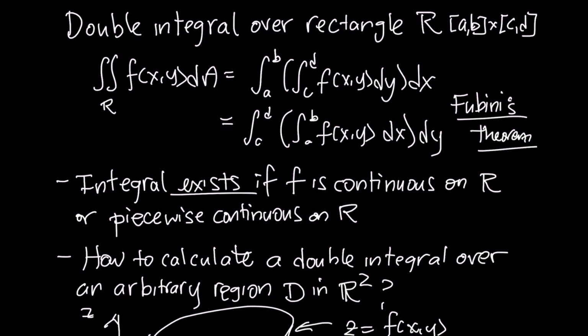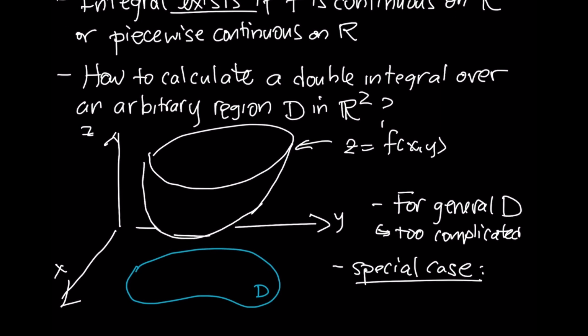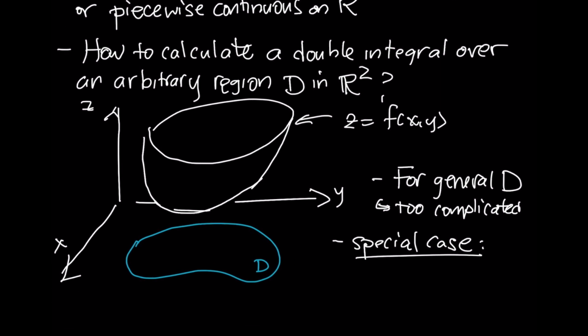We learned how to evaluate a double integral over a rectangular region by using the result of Fubini's theorem. The integral can be evaluated as a series of iterated integrals, which boils the integral down to single variable integrals. Now remember that the integral will exist if the function f is continuous over that rectangle or piecewise continuous over that rectangle. How can we calculate a double integral over a region that isn't rectangular?